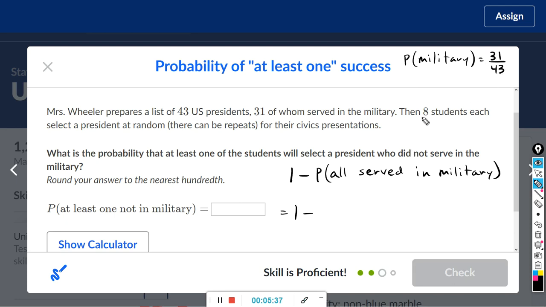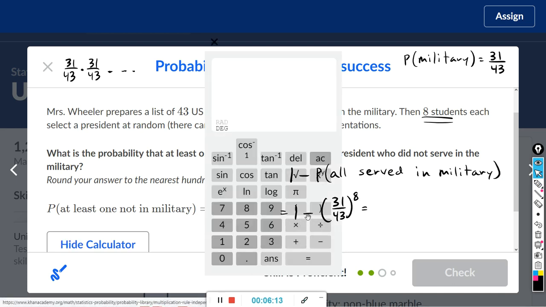Okay, and remember 8 students are selecting. So we're going to have to multiply this 8 times. Okay, it's going to be 31 out of 43 for the first student selection, then 31 out of 43 for the second student, and so on. It just keeps going. And since 8 students are selecting, it's going to get multiplied 8 times. So it's going to be 31 out of 43 to the 8th power. Alright, so it's going to be 1 minus 31 over 43 to the 8th power.